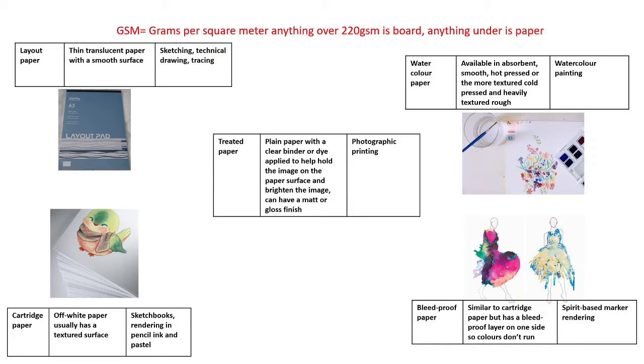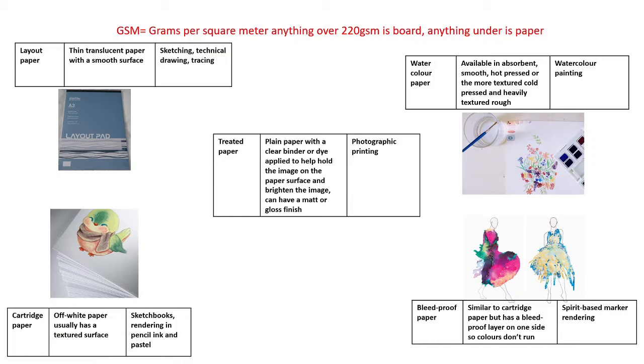You've then got cartridge paper. You should have a sketchbook in A-Level product design. It's one of the requirements that you need to bring with the course. It's paper that's a little bit bumpy, with a texture to it, not quite white, a little bit creamy sort of colour, and it's perfect for sketching and rendering with pastels and pencils, not pens because it will bleed a little bit, but it's ideal for sketching. Next you've got treated paper.